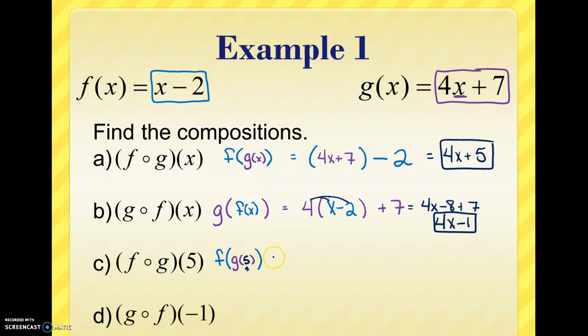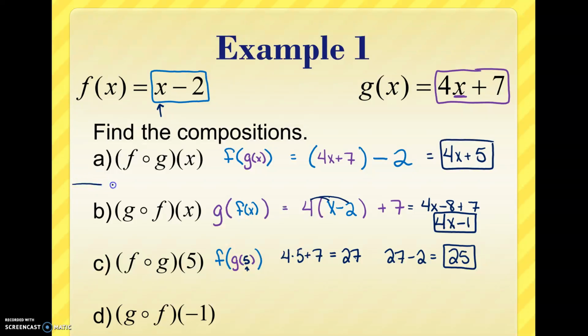So if we plug 5 into the g function, we would do 4 times 5 plus 7. What is 4 times 5? 20 plus 7? 27. Then we take 27 and plug it into the f function. 27 minus 2 gives us 25. So f of g of 5 is 25.